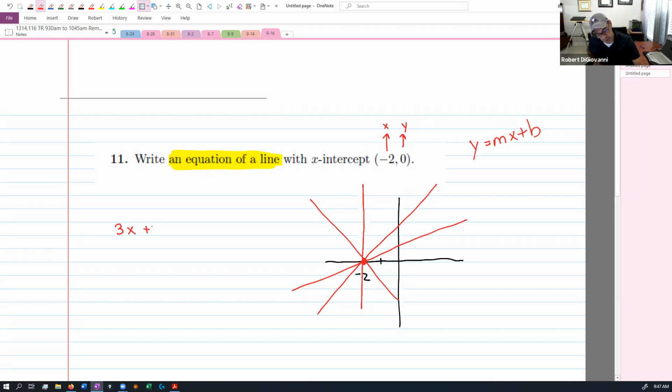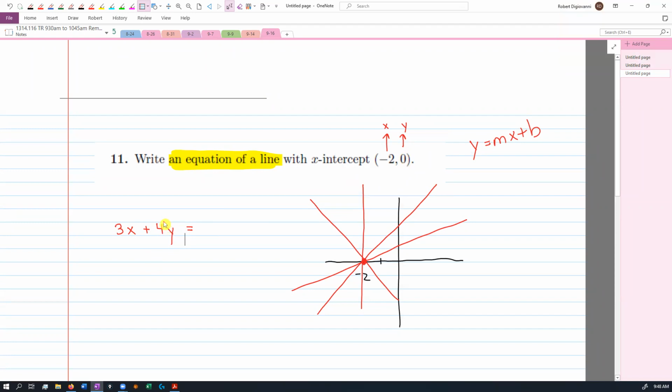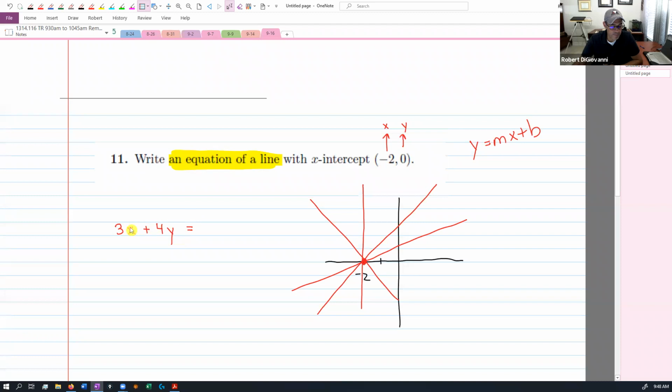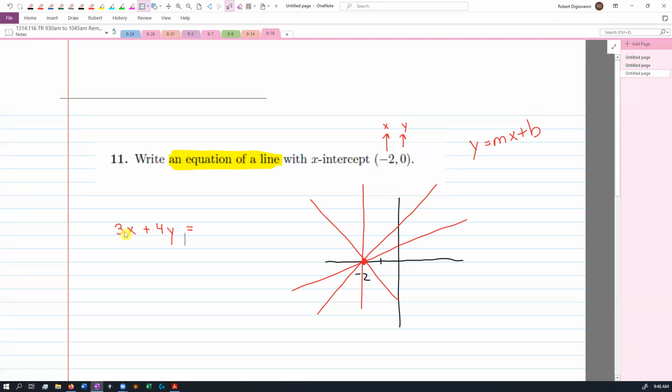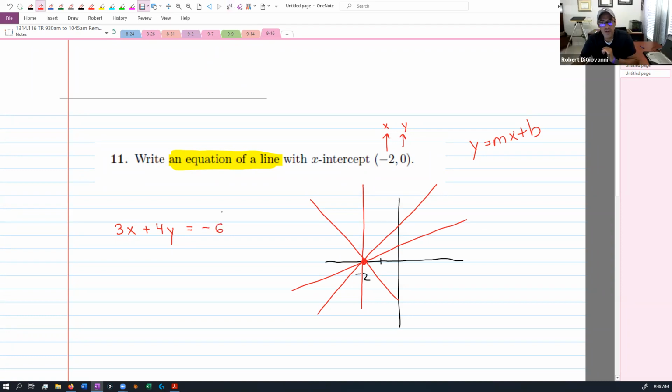3x plus 4y equals, now let me think through this. I'm just making this up. If I plug in 0 for y, this goes away, doesn't it? And then what I need is that when I plug -2 in for x, this is going to be true. So if I plug -2 in for x, what would I get here? -6. So I'm going to make this side -6. Let's just check. Does this work? If I gave you that and I asked you for the x-intercept, what would you do?